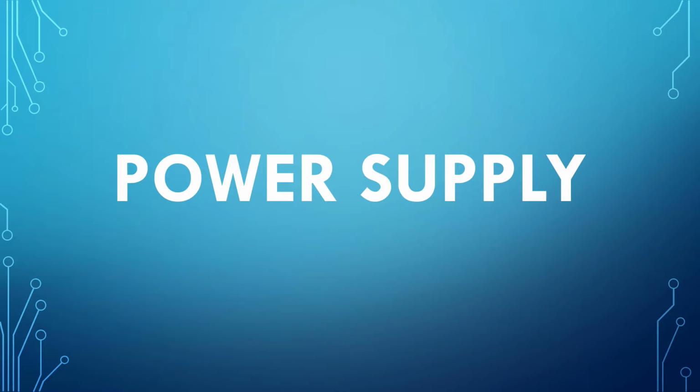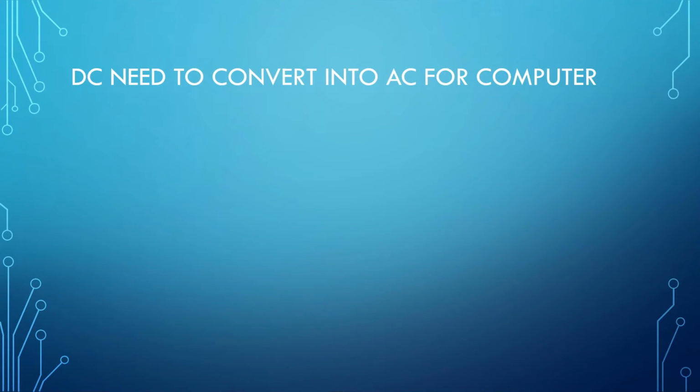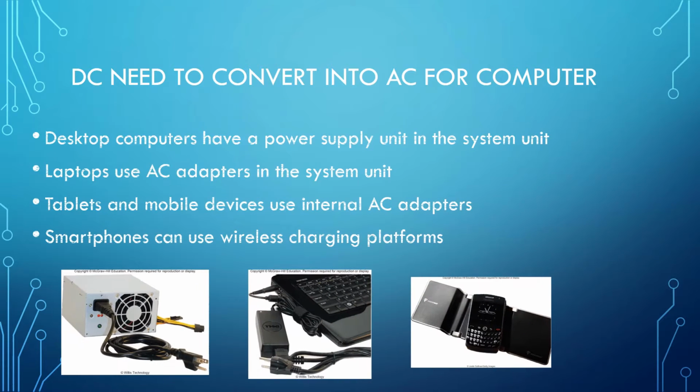Power supply. Computers need to change the AC current into DC current. A desktop computer has a power supply unit in the system unit. A laptop uses an AC adapter. Tablets and mobile devices use an AC adapter, while smartphones can use wireless charging platforms.